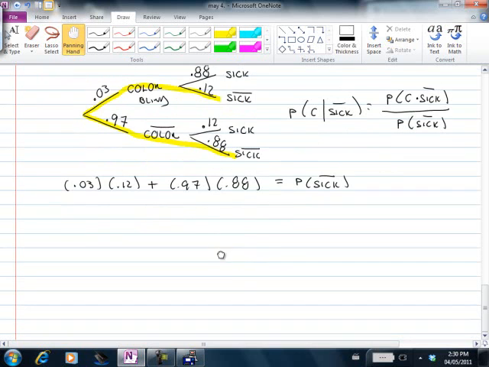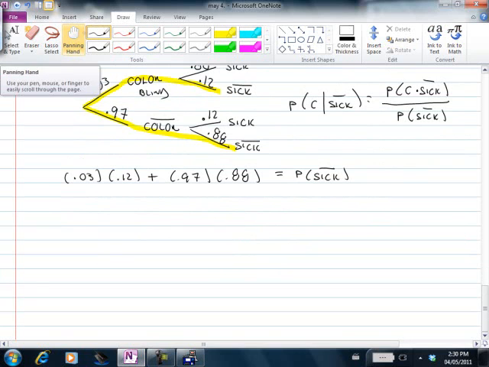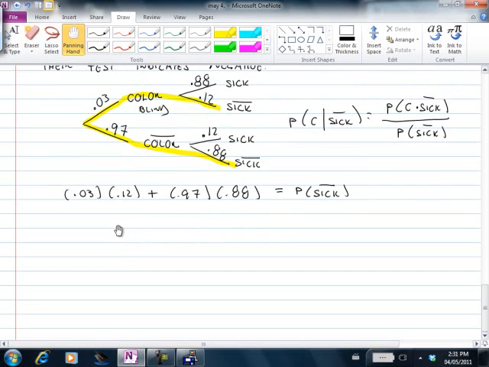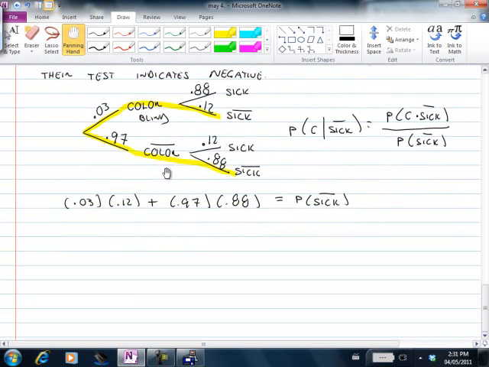Guys, now we do the final thing. A lot of you ask what goes on top. Figure out what pathway you want. PC and not sick. I want colorblind and not sick, which is 0.03 times 0.12 all over whatever this is.